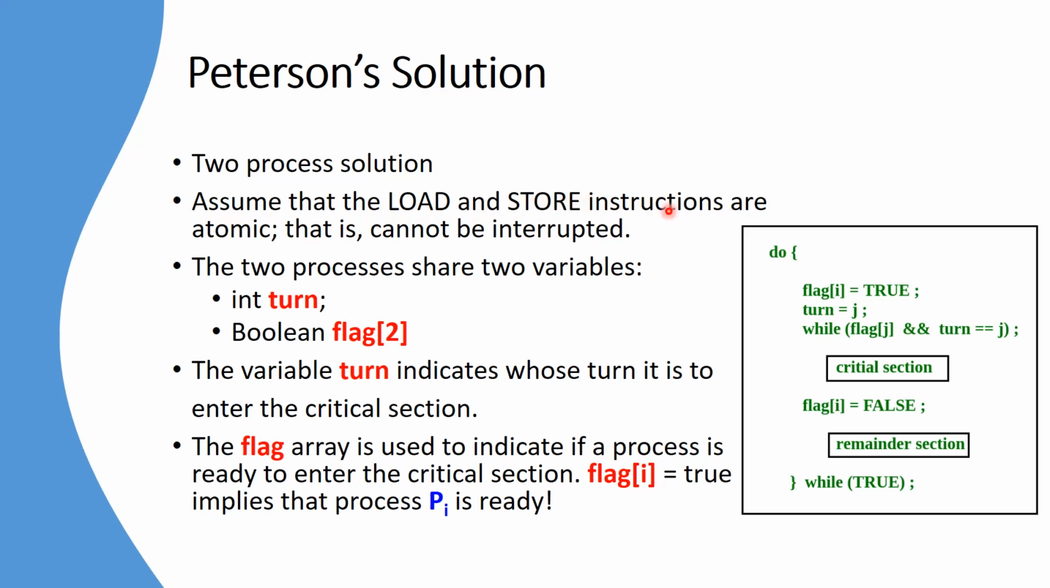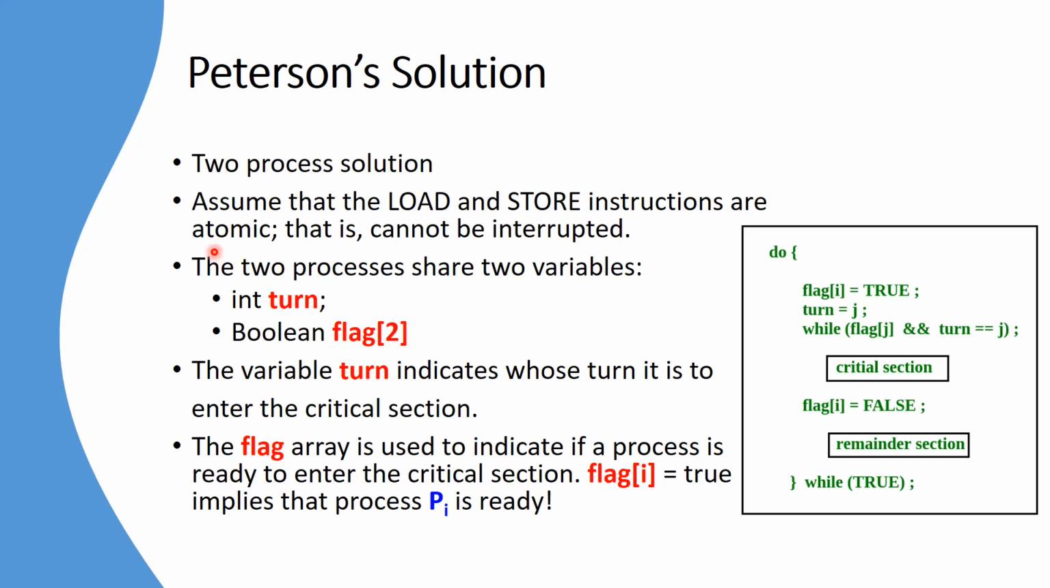Assume that load and store instructions are atomic and cannot be interrupted. Generally, when there are shared variables, the equivalent read operation on the shared variable is the load machine instruction, and when the operation is write, the equivalent machine instruction is store. Because the variable is shared, the operations load and store must be atomic. That is, while one process is reading or writing the variable, the other process cannot interrupt in between. That is what we understand by atomic.